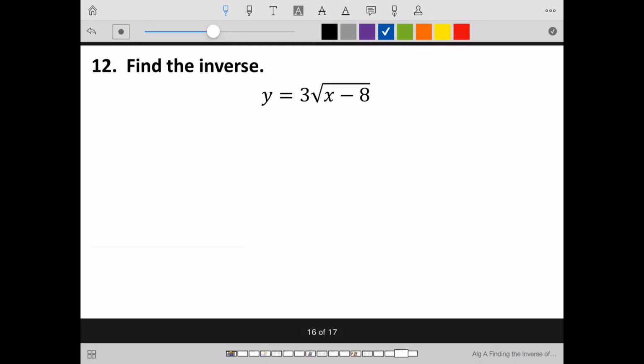Last example. Take my x and my y, and I'm going to switch their spots. So x equals 3 square roots of y minus 8. I always need to do what is on the outside of the square root first. So I'm going to divide by 3.